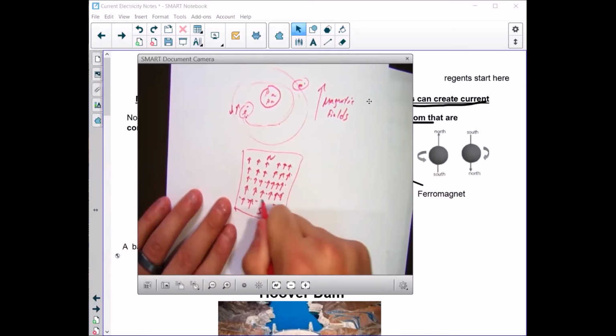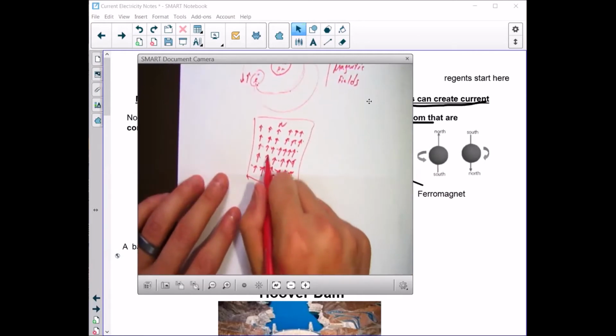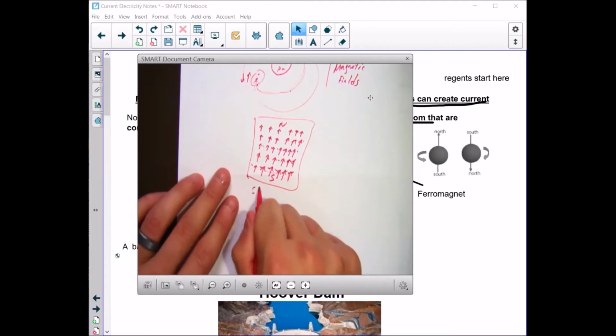So the difference between a strong magnet and a weak magnet is how well aligned these fields are. For example, if I had a magnet where they're all perfectly lined up, this would be a very strong magnet.